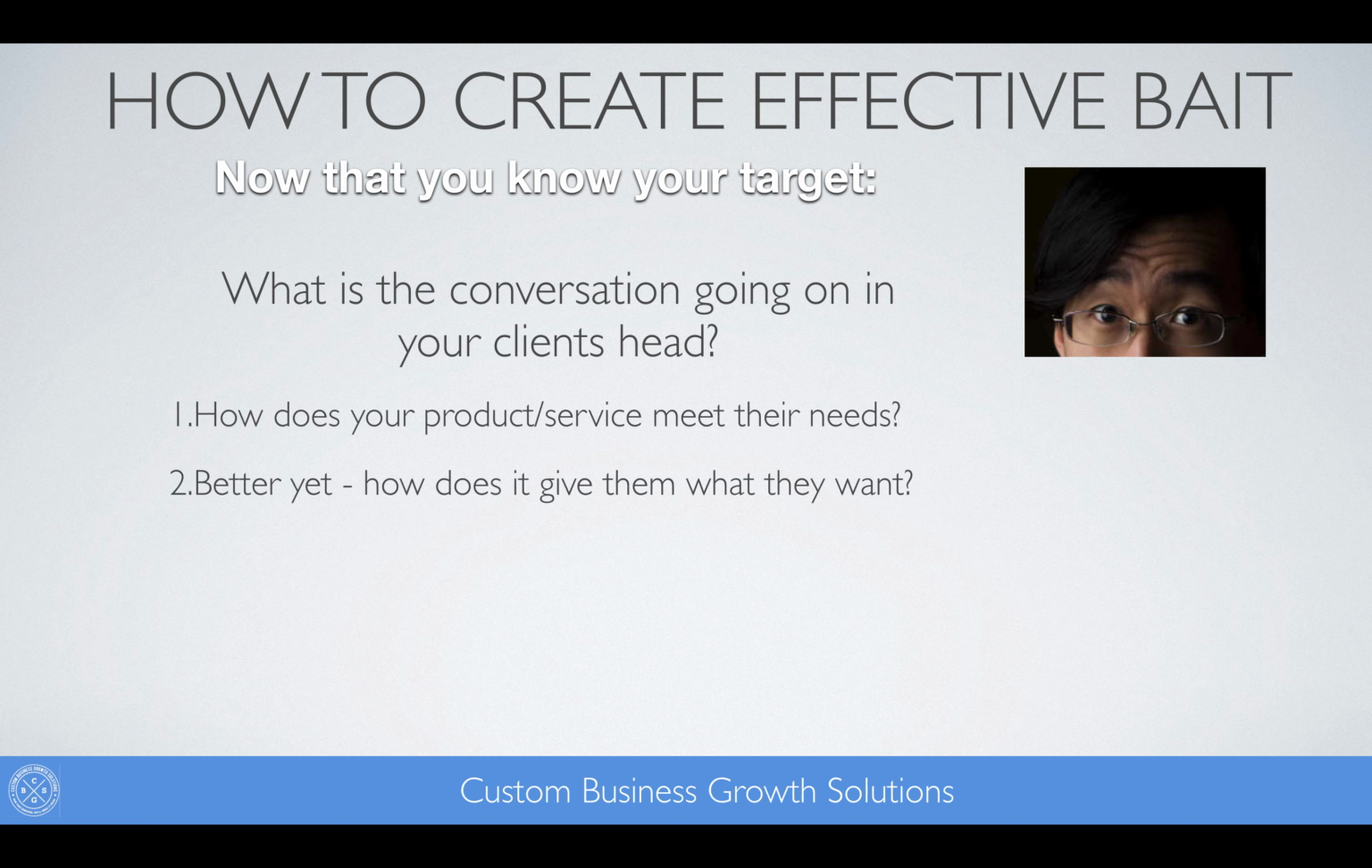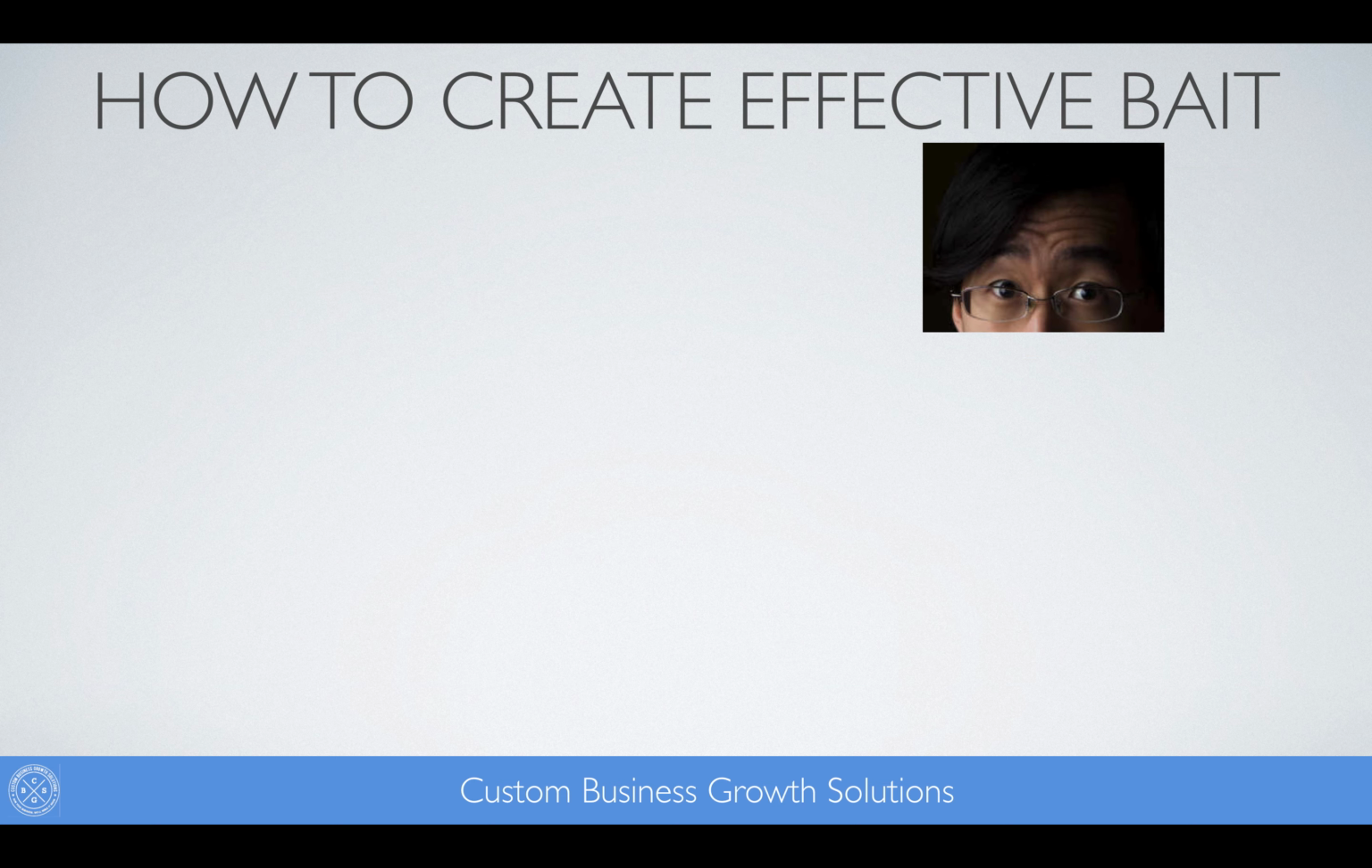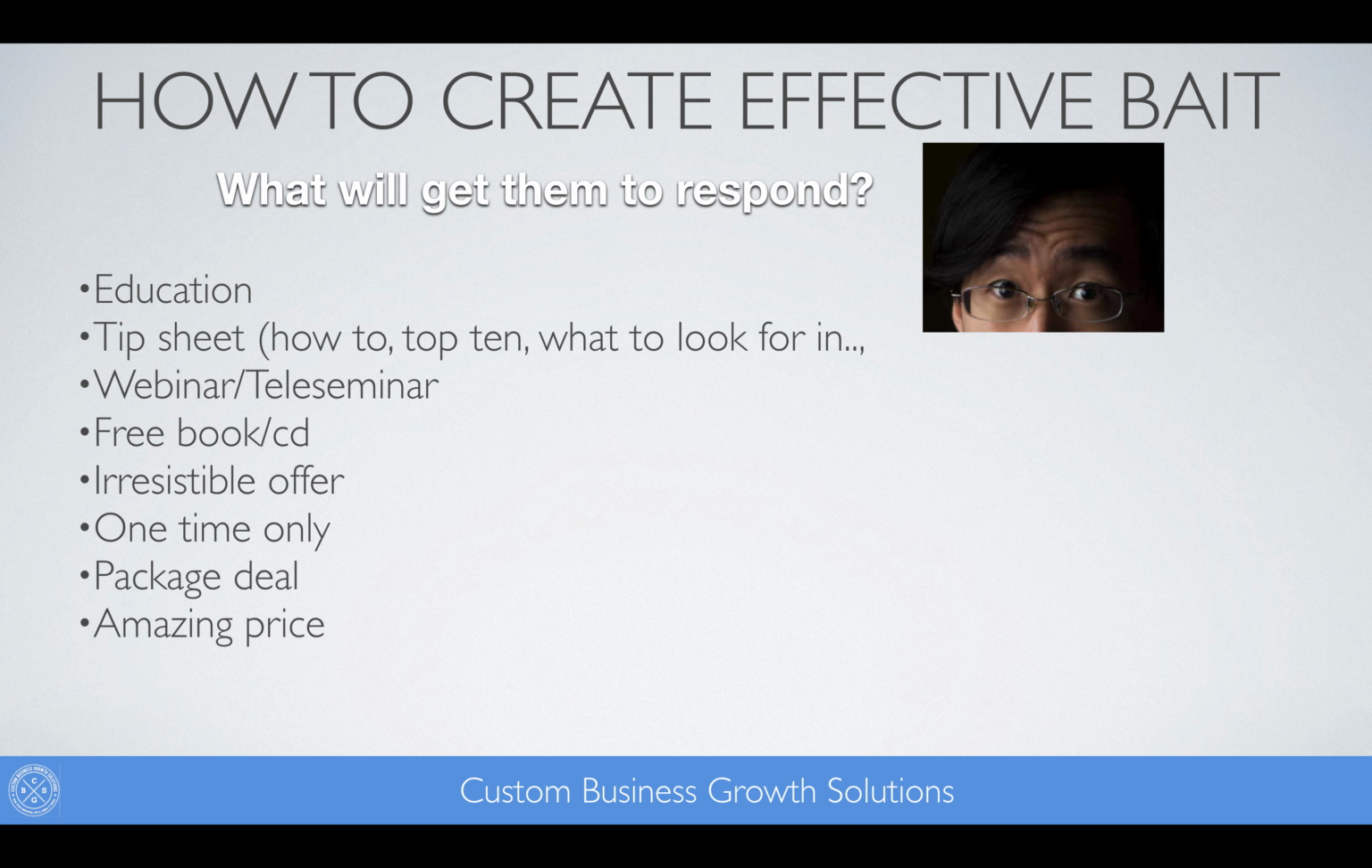How does our product or service meet that need? How does it give them what they want? What's the end result that they're going to get from using our product or service? And how do you meet their need by giving them what they want? So that is how we're going to go through creating effective bait.